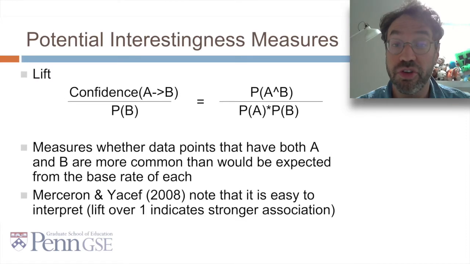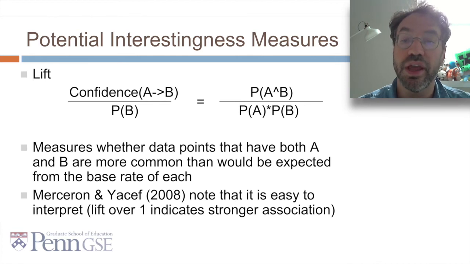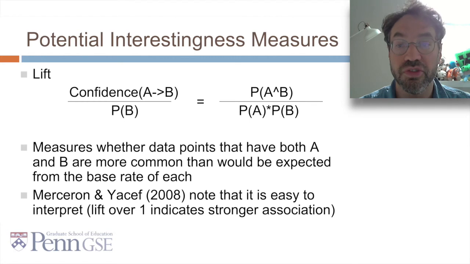A second potential interestingness measure is lift. Now, lift is often written as the confidence divided by the probability of the then case. But when you work out the math for that, that actually ends up being the probability of the if and the then over the probability of the if times the probability of the then. Or in other words, lift measures whether data points that have both A and B are more common than you might expect by chance just based on the base rate of each.